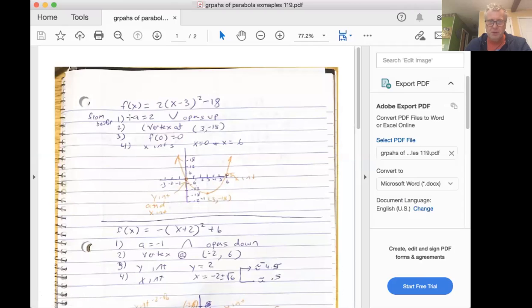Okay, here's our first one. From what we just did, a equals 2, so it opens up. The vertex is at (3, -18). f(0) is 0. And the x-intercepts are 0 and 6. So we plot the vertex, we plot both intercepts, and then we connect with the parabola shape.